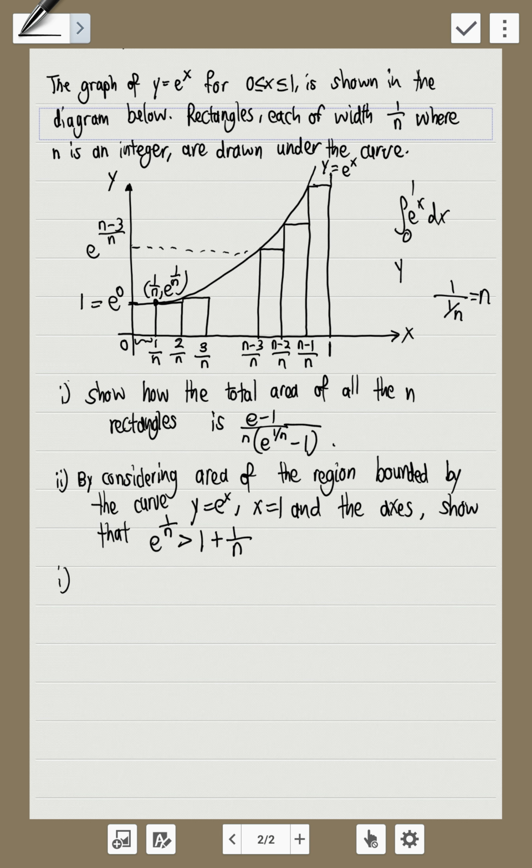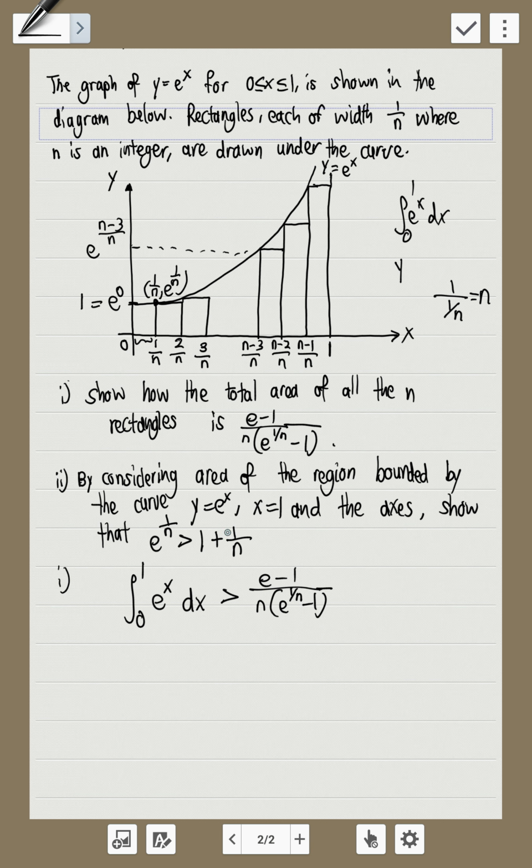Okay, now how do we find the area of this region using integration? What we do is we integrate from 0 to 1 the function that we want, so it is e^x dx. We know that this entire area is greater than the area we found earlier, (e minus 1)/n times (e^(1/n) minus 1). This is the sum of the area of all the rectangles, and this is the area of the region bounded by this axis, the curve, and the line x equals 1.